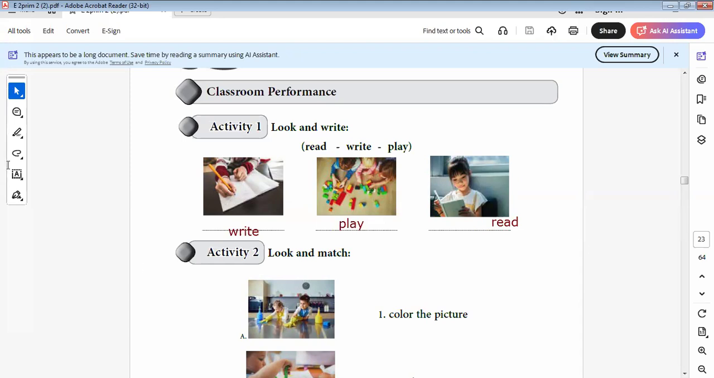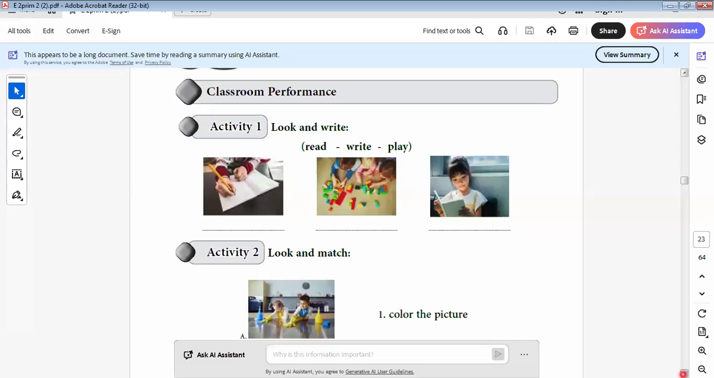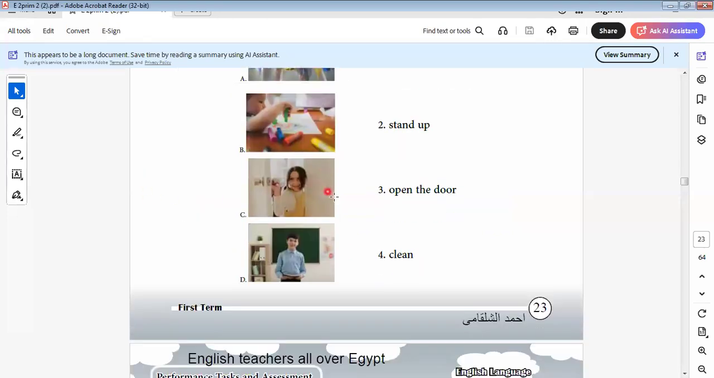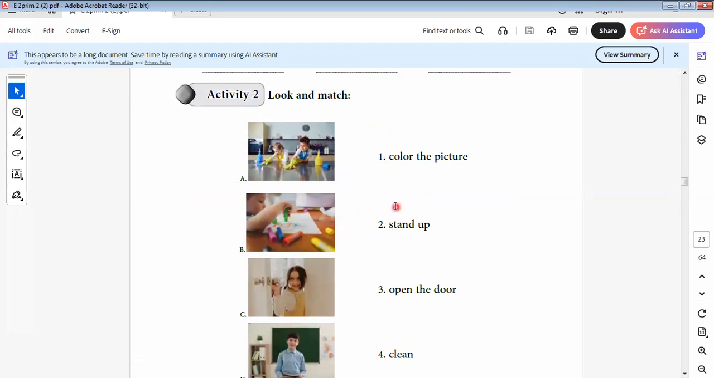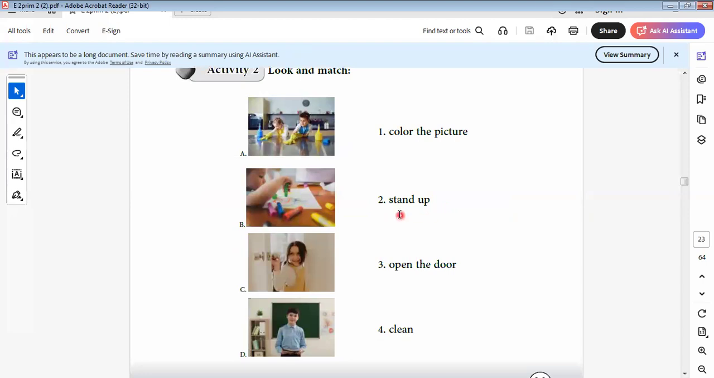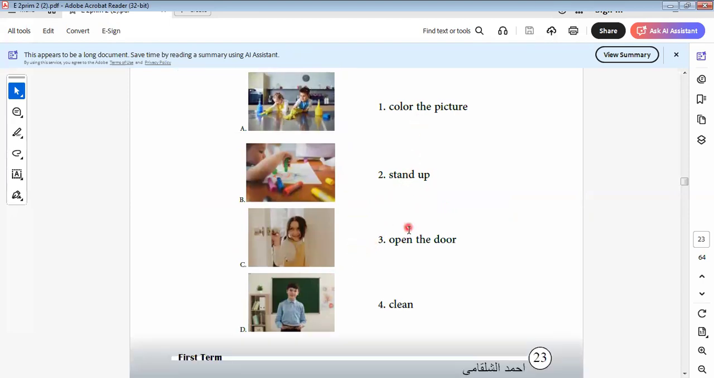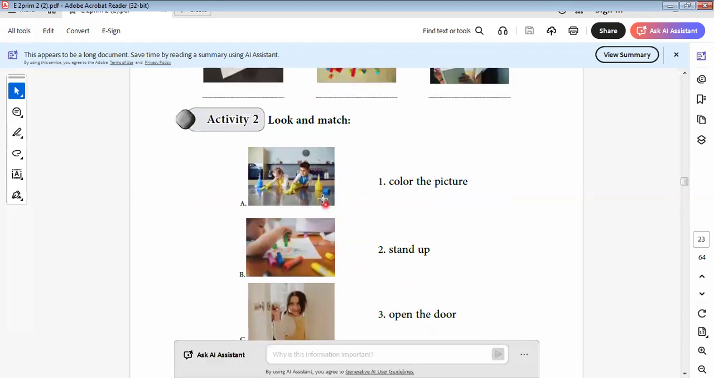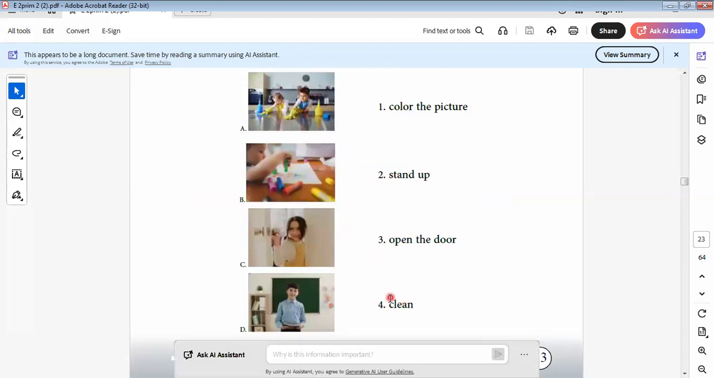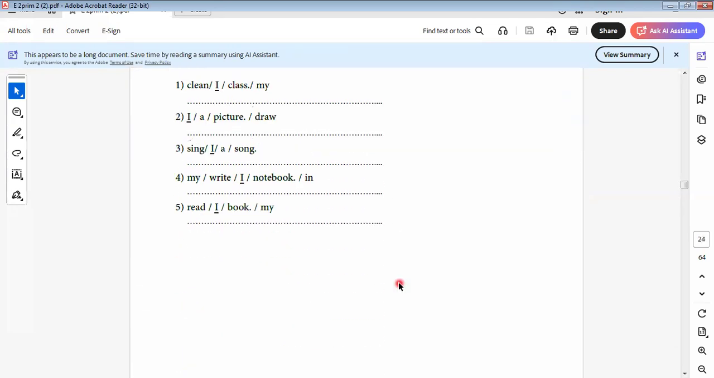Let's go to another one here. Here we have the pictures and we have a sentence for every picture. Color the picture. Which one colors the picture? This one by this one. So I select number 1 for this picture. Stand up. Which one is stand up? This one. Open the door. Which one is opening the door? This girl opening the door. Clean the desk. This one, or clean the table. This one by this one.